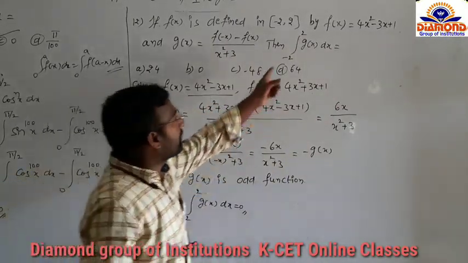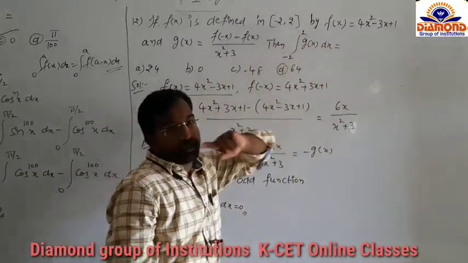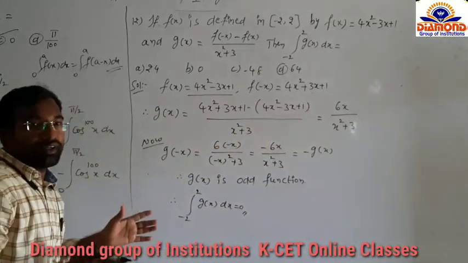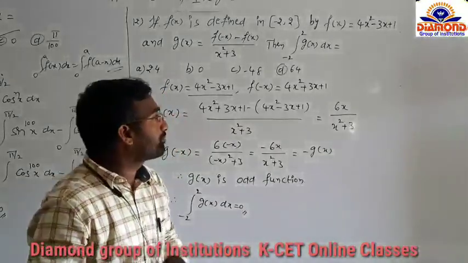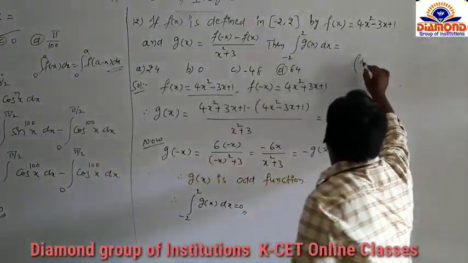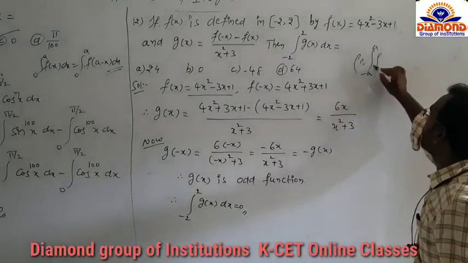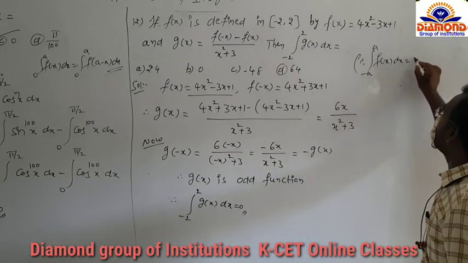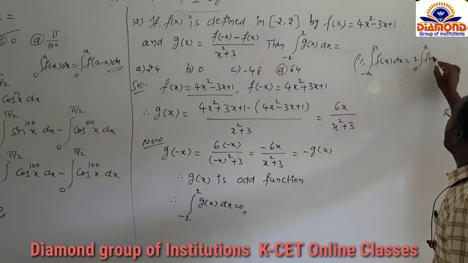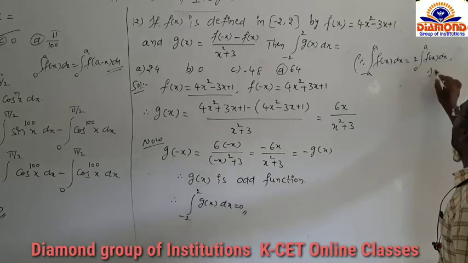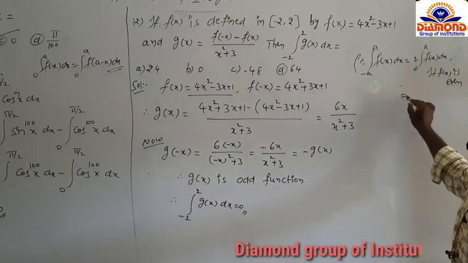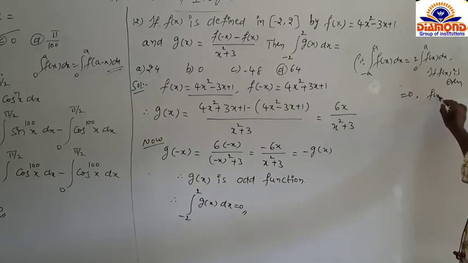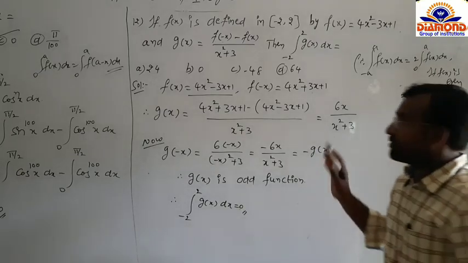So which is the form of integration minus a to a f of x dx. In this case you have to verify whether the given function is even function or odd function according to property. We have the property integration minus a to a f of x dx equal to 2 into integration 0 to a f of x dx if f of x is even, otherwise 0. Otherwise means if f of x is odd function.